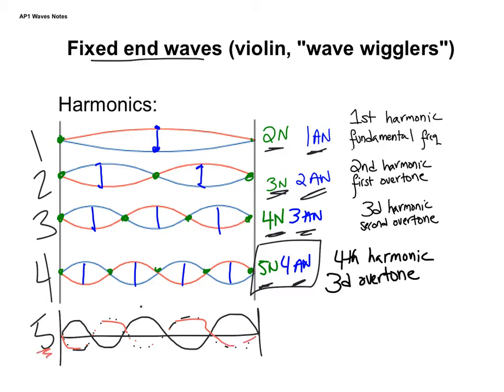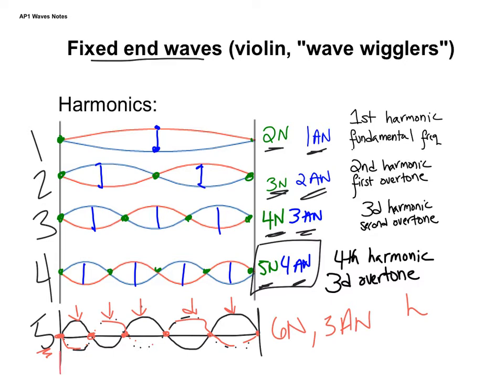Now, with this fifth harmonic, note how many nodes I have. 1, 2, 3, 4, 5, 6. 6 nodes. And then I've got these 5 points of maximum amplitude in my standing wave. 5 antinodes. And if I wanted to, I could come up with a relationship between the length of the string and the wavelength of that standing wave.